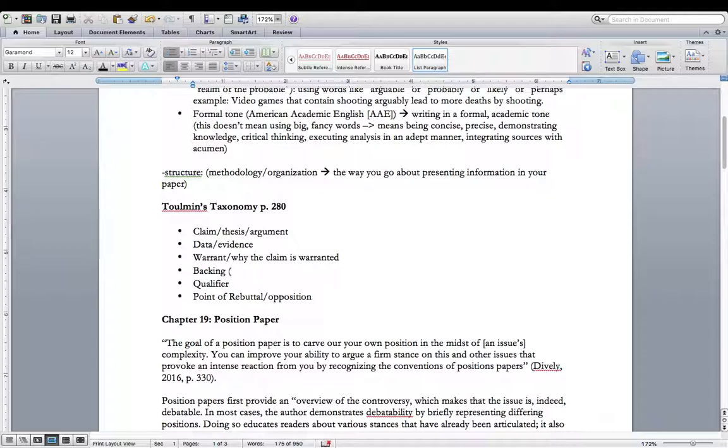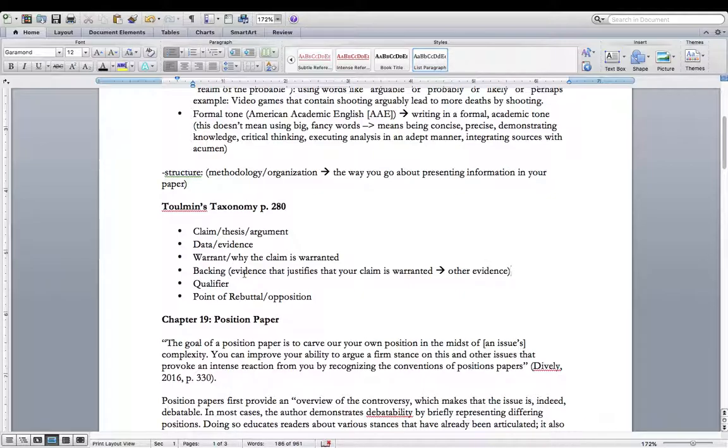So the way that I can think to differentiate data versus backing is, how do I want to say this? Evidence that justifies that your claim is warranted. And this is other evidence. It doesn't make much sense because I just said evidence here.